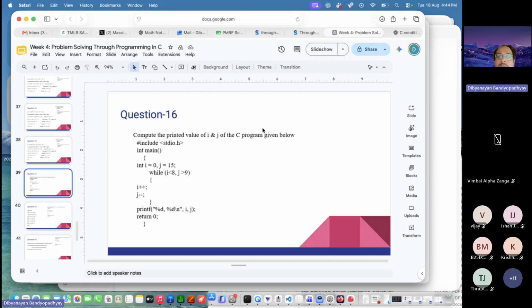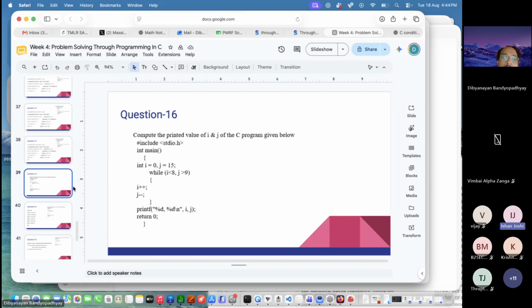So can you explain how it is 6 9? Yes, sir. Go ahead. Sir, first we have initialized I to 0 and J to 15, and the condition for both of them is given in the while loop, and I is getting incremented, and at the same time J is also getting decremented.